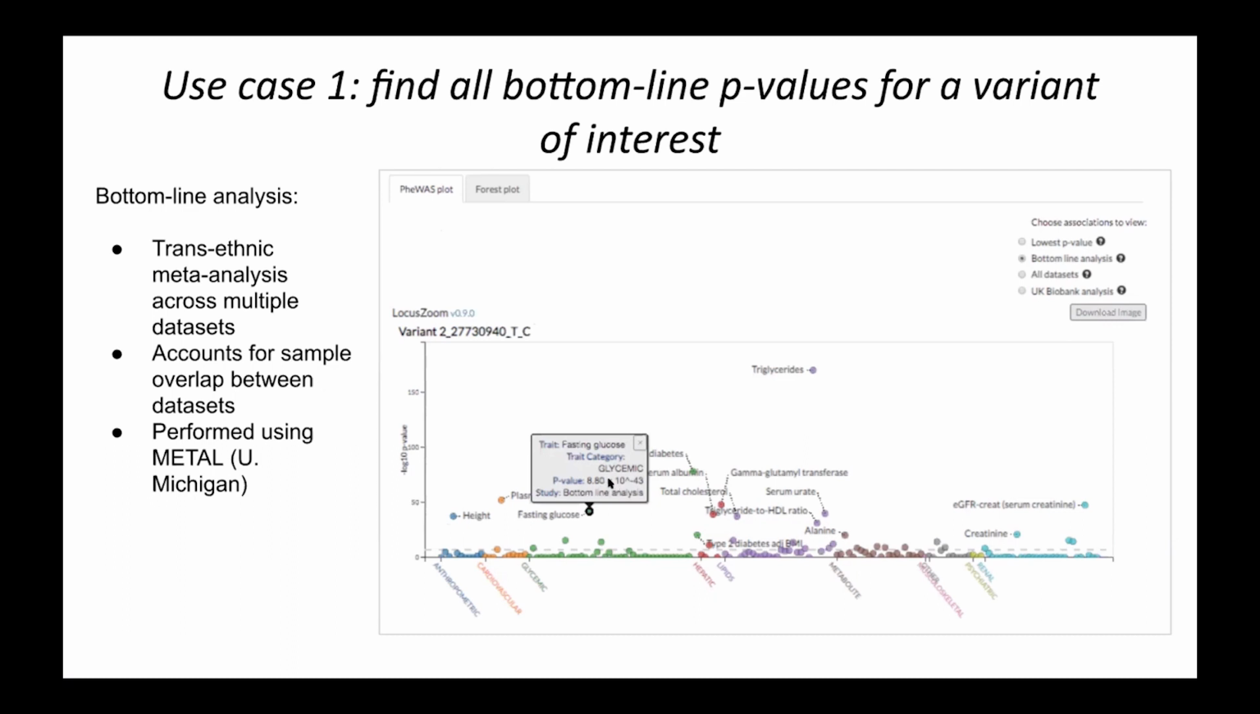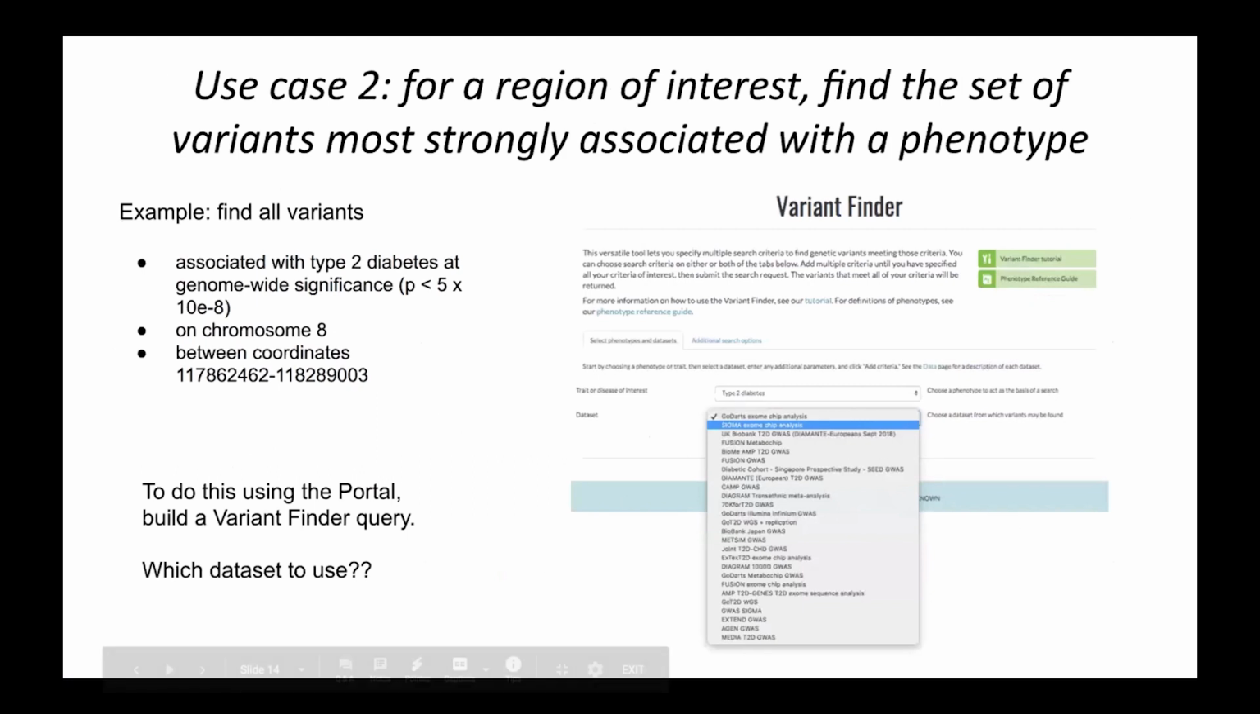But suppose you wanted to see the bottom line p-values for this variant for all these phenotypes. There is not an easy way to do that using the portal. You'd have to mouse over all the points in turn and maybe take a screenshot or write down the values. That's not ideal. So Marc is going to show you how you can do this much more easily with an API query. Here's another possible use case.